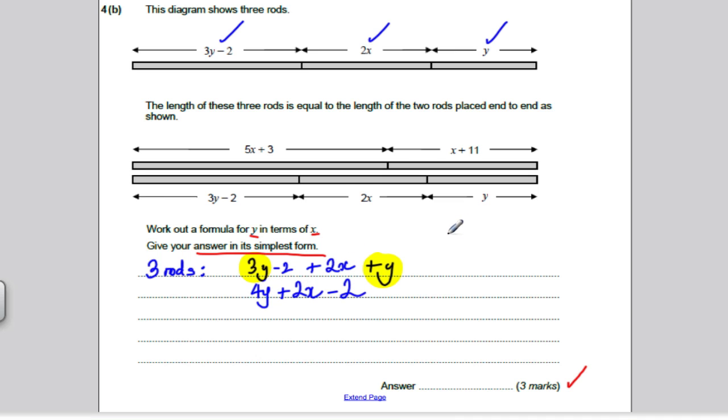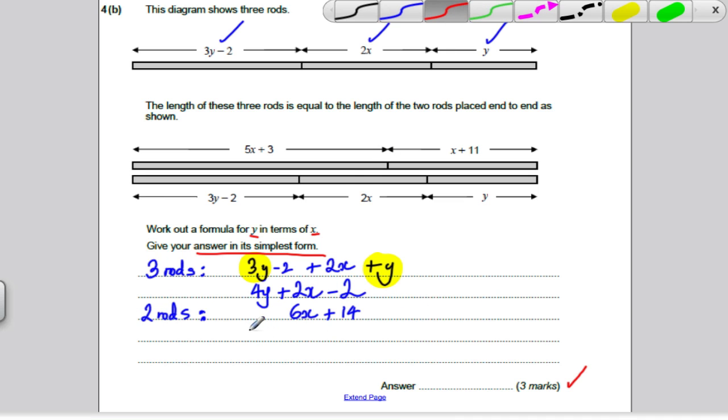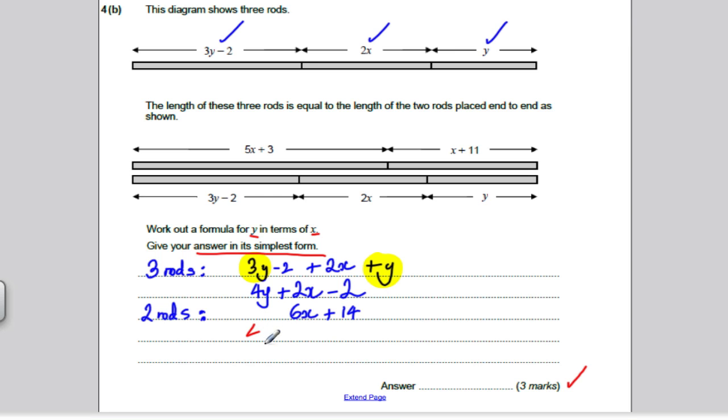So they are the length of 3 rods. Now you know 2 rods, you've done that already. These two added together were 6x plus 14. Now you know these two lengths are the same. So you can write an equation down. So let's write our equation here. You can write that 4y plus 2x minus 2 must equal the same length as 6x plus 14.